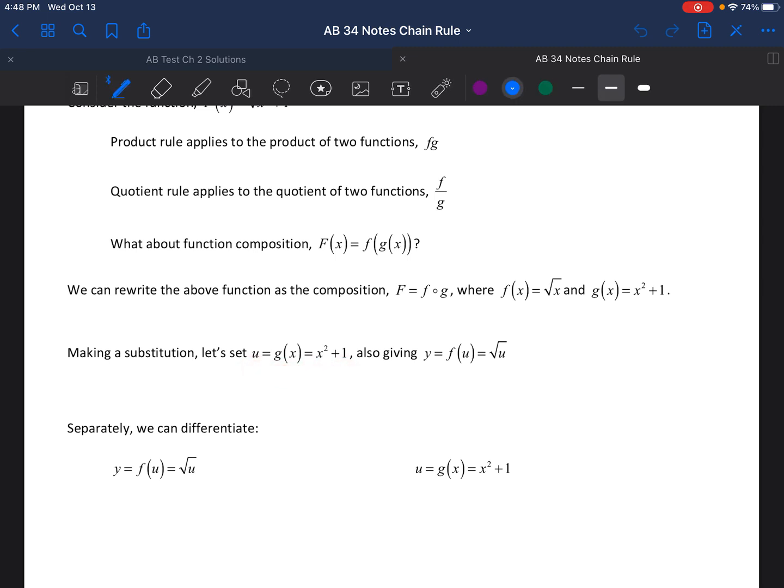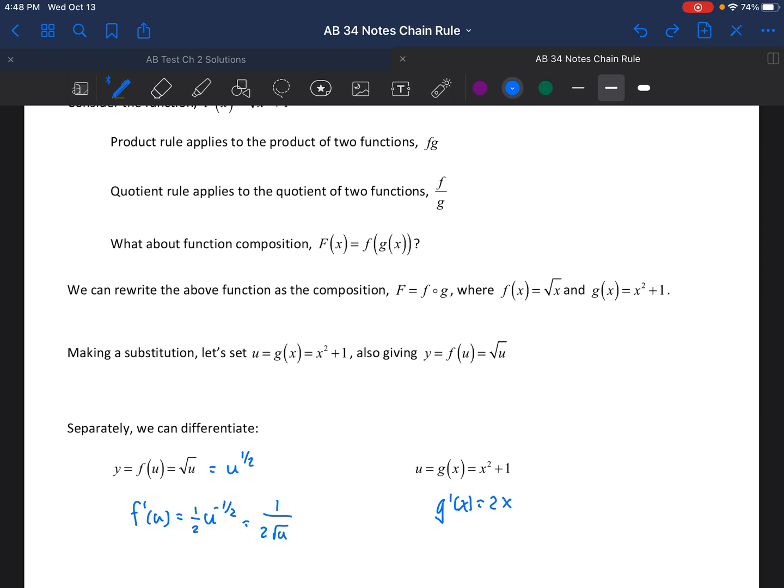We can differentiate each individually. f prime of u is the derivative of the square root. I might think about that as u to the 1/2, and so that would get us 1/2 u to the negative 1/2, which is 1 over 2 square root of u. u is g of x, x squared plus 1, so g prime of x is going to be just 2x.